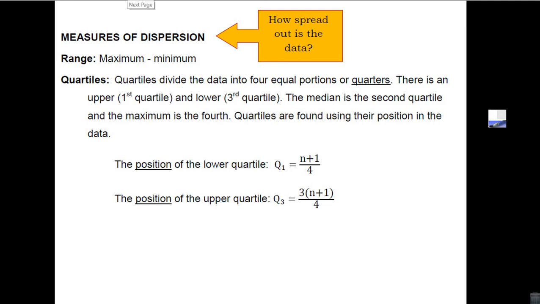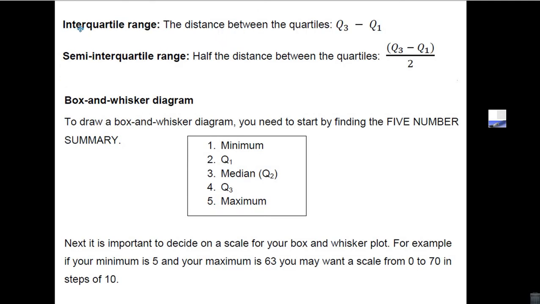Okay. Now, let's take a look at this. There's something called the interquartile range, and that's just the third quartile minus the first quartile. And the semi-interquartile range, they can sometimes put those words in there. It's just that quartile range divided by 2.